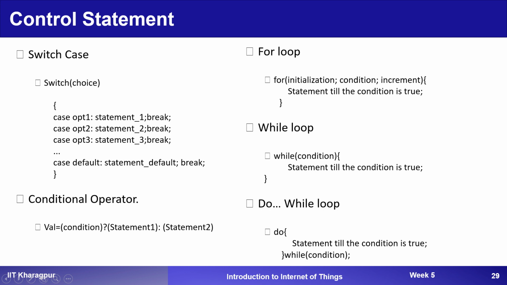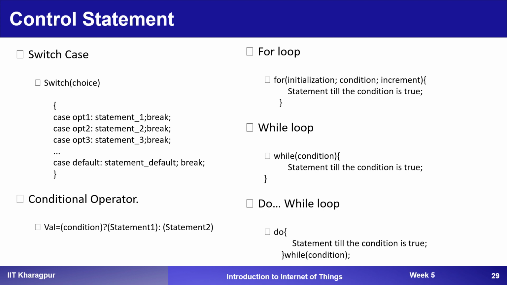Now the loops. The first loop present in Arduino is the for loop. Inside the for loop you first make the initialization, then the condition, and then the increment, and after that whatever you want to place, you can place in the body of this loop. Then the while loop is present. The syntax is similar: while, then the condition, then the statement till the condition is true. Then do while is also there. First you write the statement which you want to do, and then inside the while you put the condition.